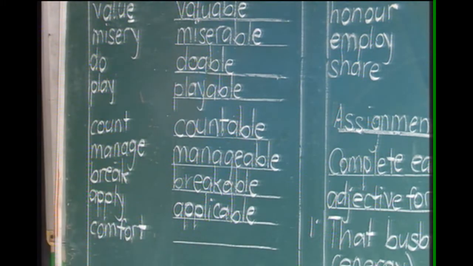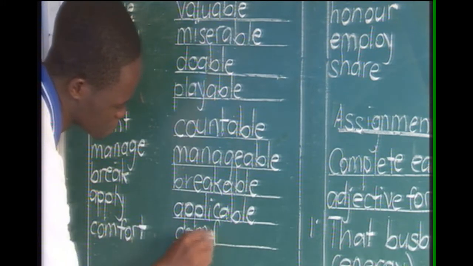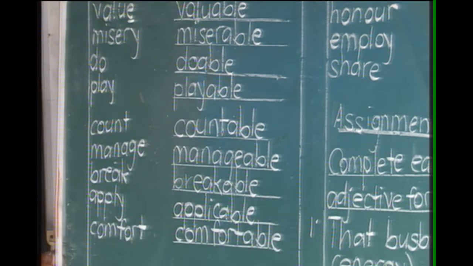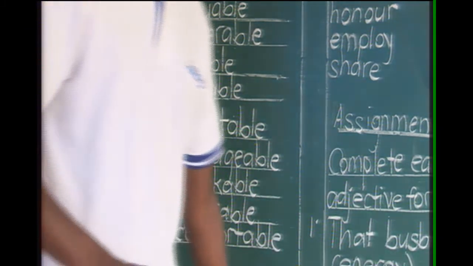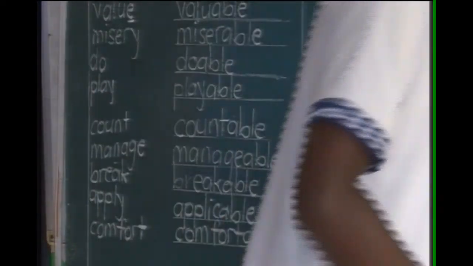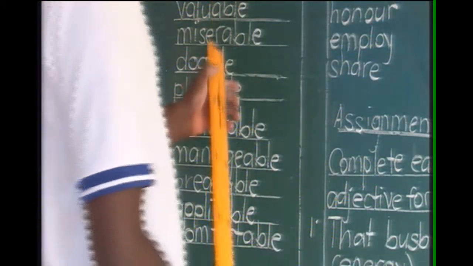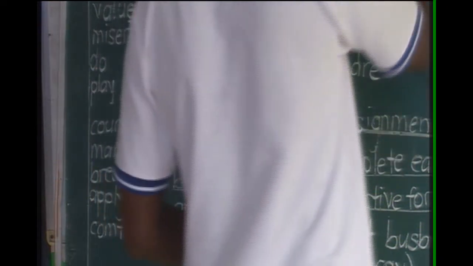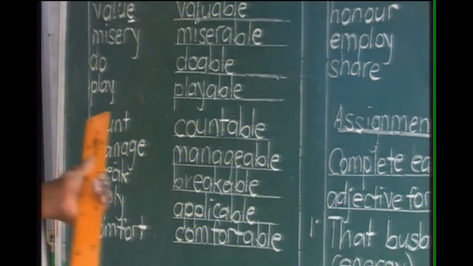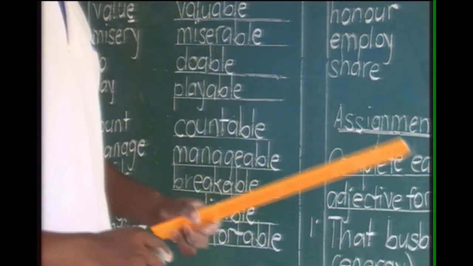And comfort. From comfort we form comfortable as our adjective. A comfortable seat is a seat where you rest your bones and you feel totally comfortable. A seat that gives you comfort when you rest on it. We proceed with the same list of adjectives that are formed using suffix ble.